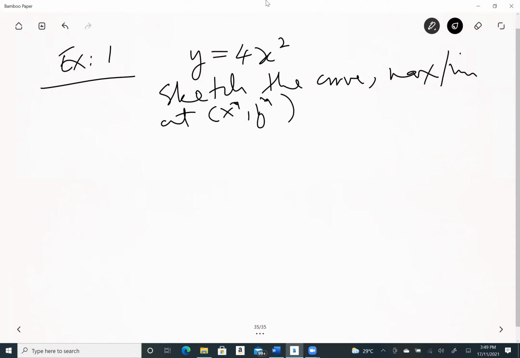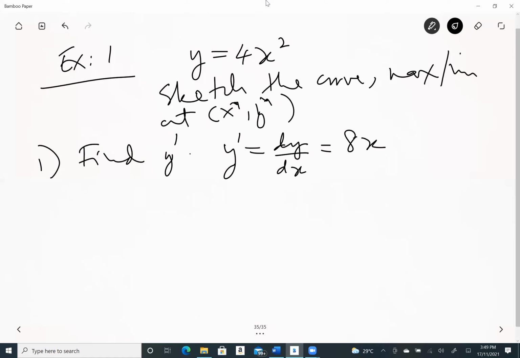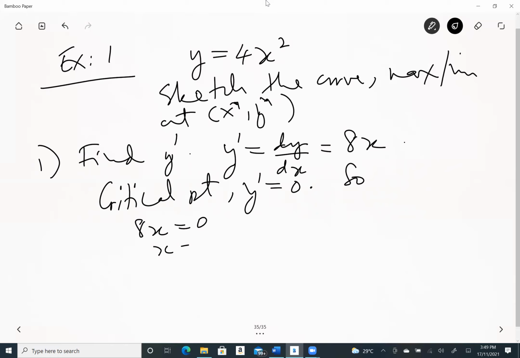So we apply the first derivative test. Number 1, you have to get the critical point where y prime equal to 0. So therefore, we just find y prime. What is y prime? Y prime is dy dx, that is equal to 8x. Now critical point, y prime is 0. So I have 8x equal to 0, x equal to 0 over 8, that is 0. So you can call that x star.